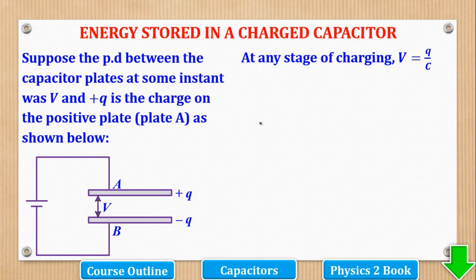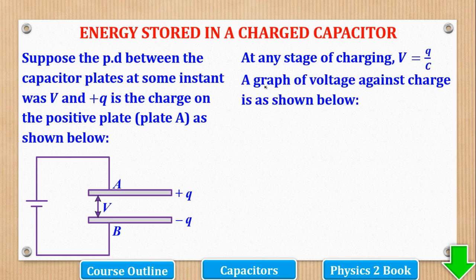At any stage of charging, V is equal to Q over C. This is a rearrangement of the formula we saw in the previous video, because we saw that Q is equal to CV. That means that if I want to make V the subject, I'll take this C this side to give you Q over C. So a graph of voltage against charge will be as shown below. We need to illustrate on the graph.